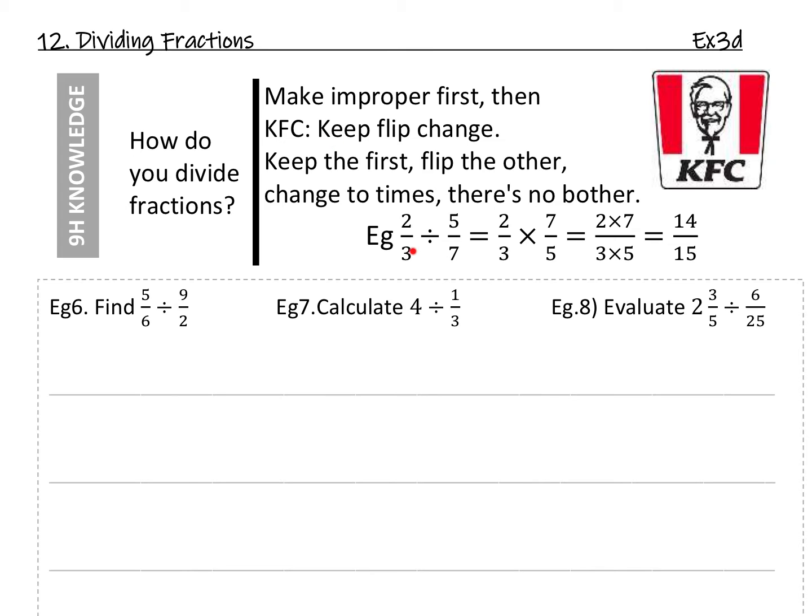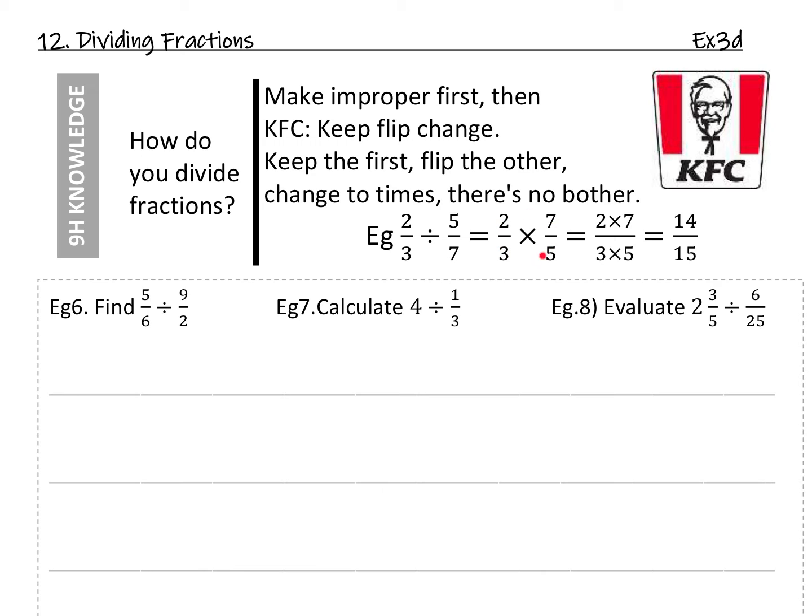K for keep, we keep the first fraction the same. In this example, if we're doing 2/3 divided by 5/7, we keep the 2/3. We flip the other one, 5/7, up to 7/5. And C is for change the sign, so the divide sign changes to a multiply.